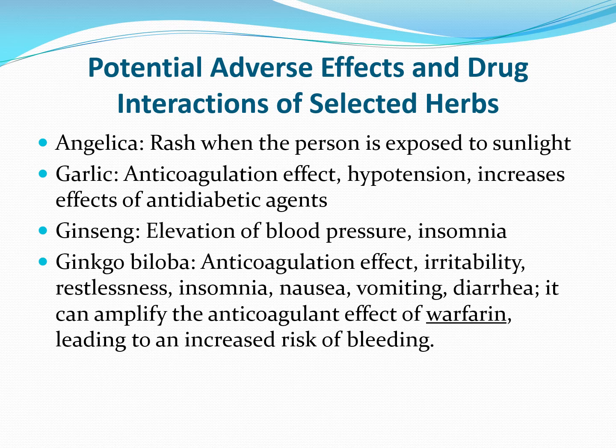Let's talk about some of the potential adverse effects of drugs in older adults and how they can interact with some of the herbs. For example, angelica can cause a rash when the person is exposed to sunlight. Garlic, which is very commonly used in our Omani culture, can have an anticoagulation effect, so it can augment the anticoagulation effect. It can also cause hypotension, and it can increase the effect of anti-diabetic agents. Ginseng, which is also a herbal medication, can elevate the blood pressure. It can also cause insomnia.